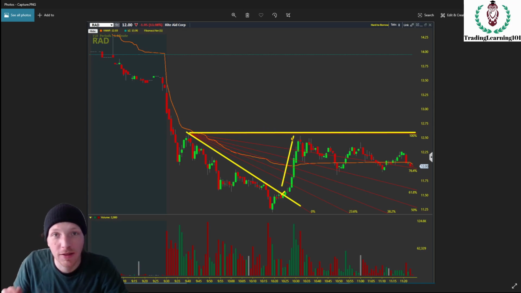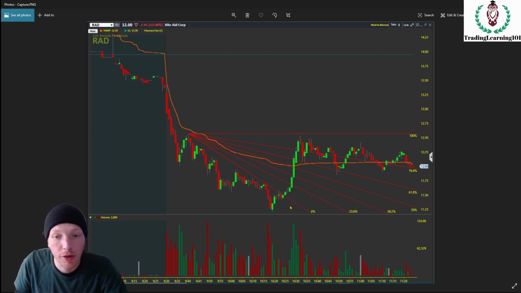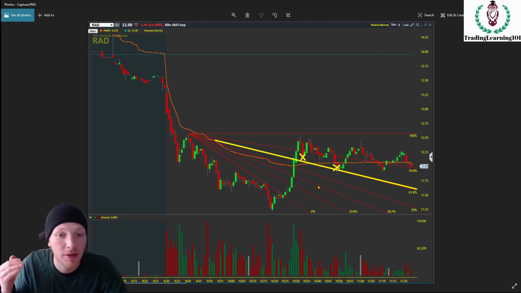And then once the stock starts to retrace and pull back, what's really cool about this is right here, the golden ratio, 61.8. The stock bounced off of it right there and right there for another couple scalping opportunities to trade off of, buying at $11.75 and selling at $12.25 for a nice little 50-cent scalp opportunity.